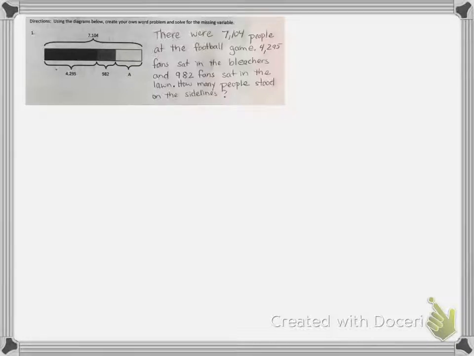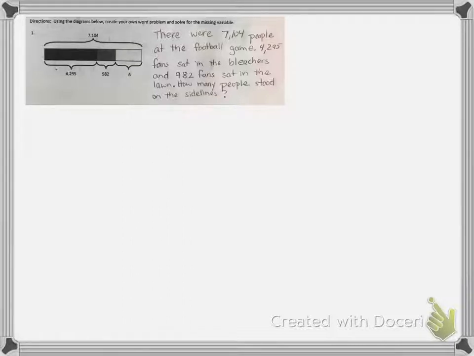Okay, so the first one, the tape diagram is done for us. So if you can, and you have the tape diagram already on your paper, just listen to the word problem. There were 7,104 people at the football game. 4,295 people, fans, sat in the bleachers. And 982 fans sat in the lawn. How many people stood on the sidelines?